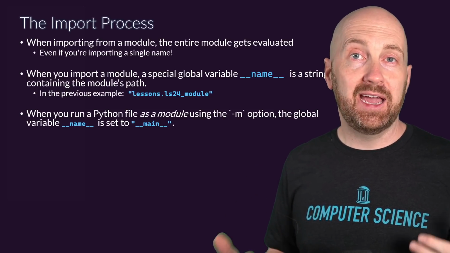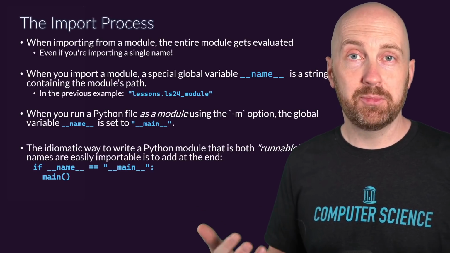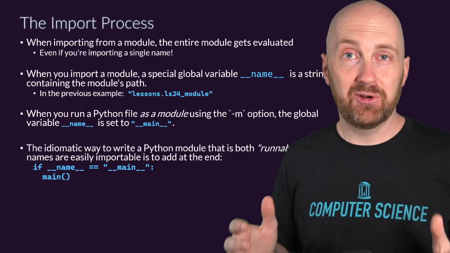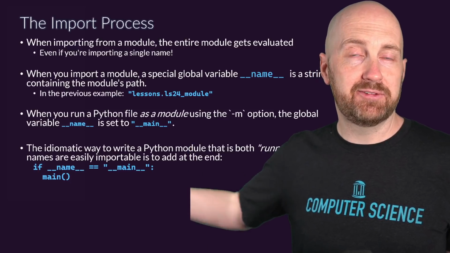And so this is why we have that conventional idiom at the bottom of our files that we want to be runnable as a module. And we say if the name is main, that means someone tried running this program directly, which is different from someone trying to import some of my functions from some other file, right?